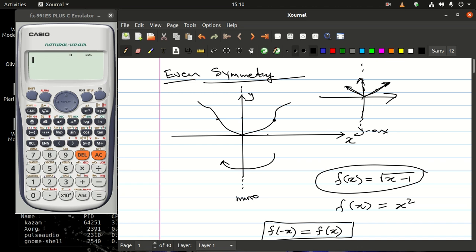You cut this, you take this side, and you overlap it on top of this side. If this curve here overlaps on that, then it has even symmetry. As you can see here, if you were to cut this curve and take this to overlap on top of this side, this line here would fall on top of this line there. In other words, this curve has even symmetry.